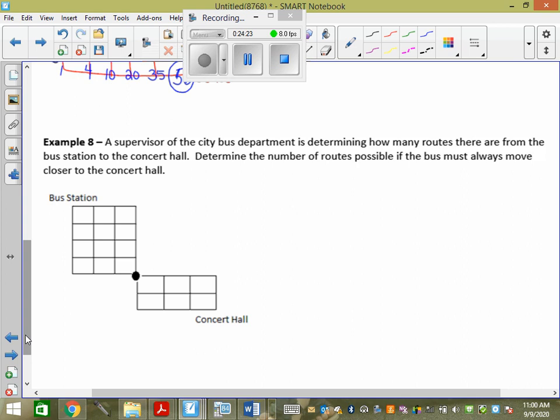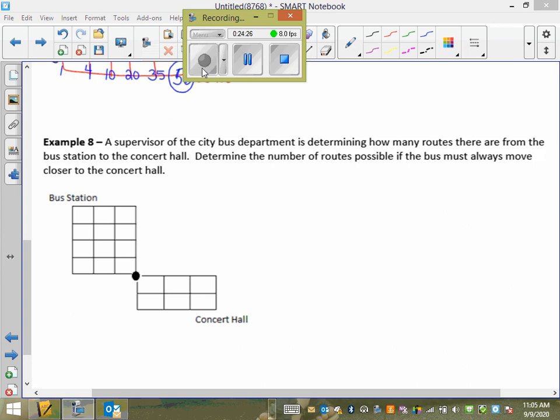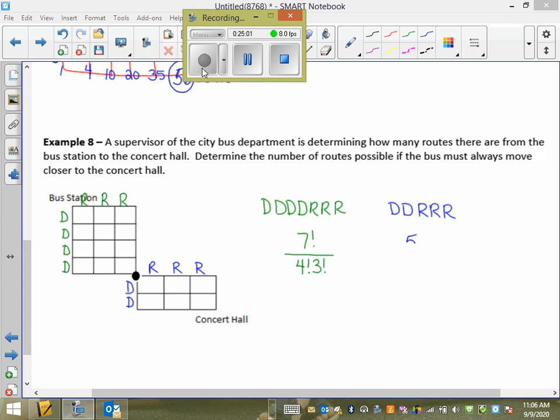You're going to try example 8. If we do this first block, it's down, down, down, down, right, right, right. So it's going to be down, down, down, right, right, right. So that would be 7 factorial divided by 4 factorial, 3 factorial, right? This one is down, down, and then right, right, right. So this one would be 5 factorial divided by 2 factorial, 3 factorial.